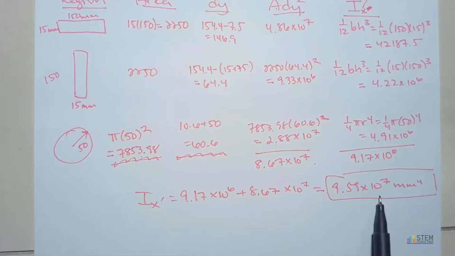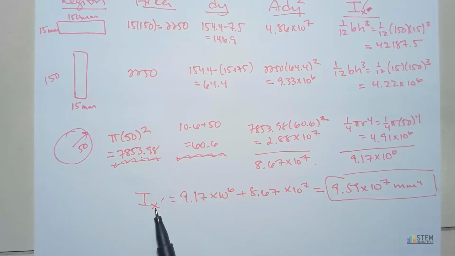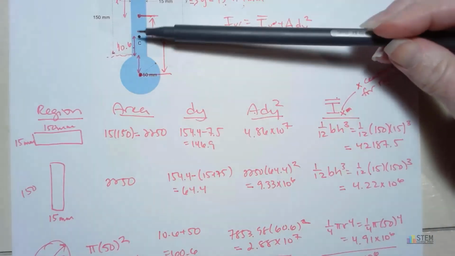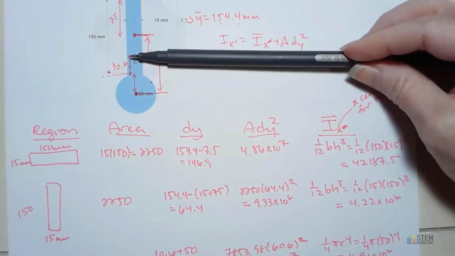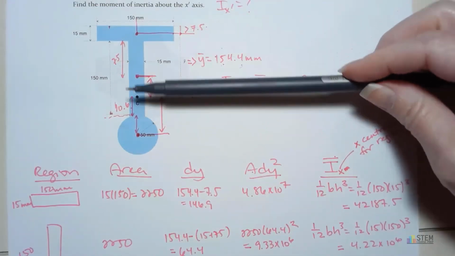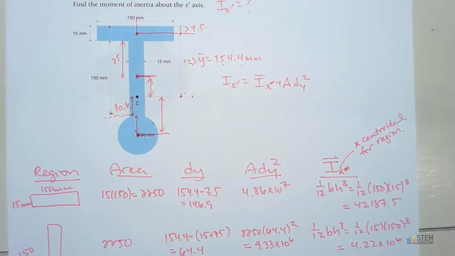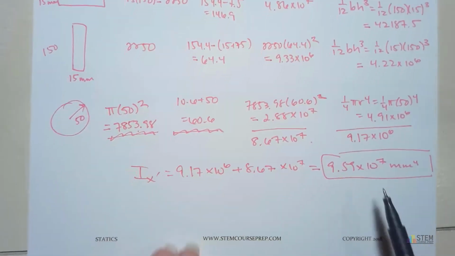Okay, so that's going to be your moment of inertia about that x prime axis. So it just kind of tells you the resistance to rotation about this x-axis here. Right, so imagine this thing kind of flipping around that x-axis like that. Okay, so that's how you do that one. So we'll do one more of these in the next video to give you another example.